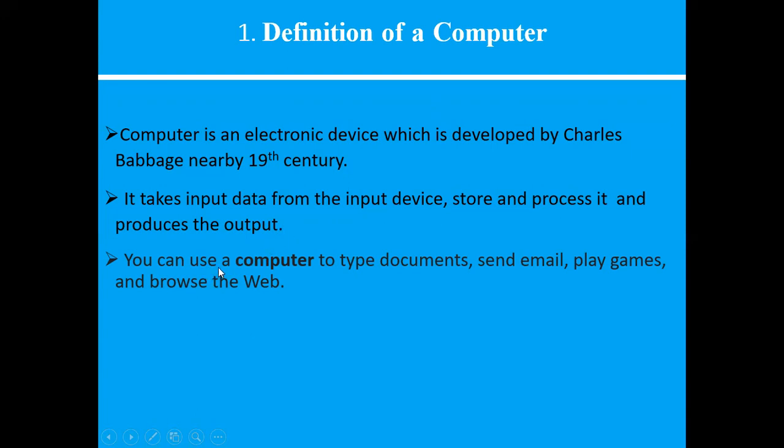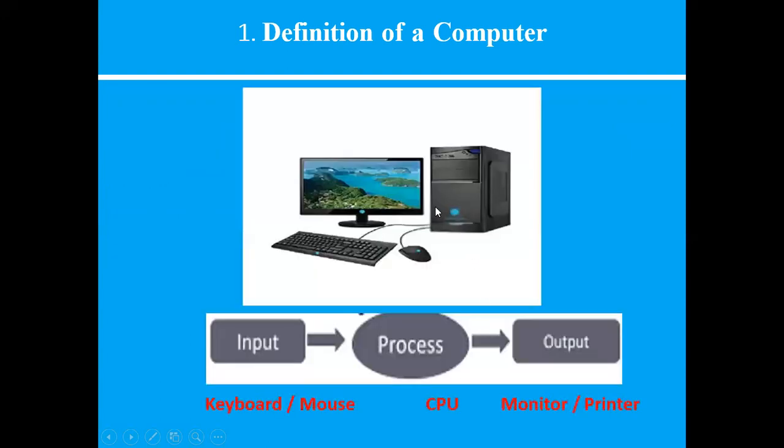So a computer can be used to type documents, to send email, to play games, and we can use the browsers to search the web resources from the remote server machines. So that is the basic definition of a computer system.